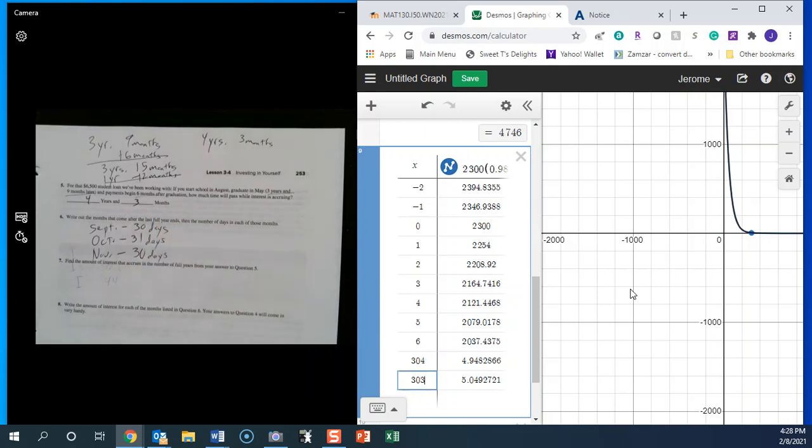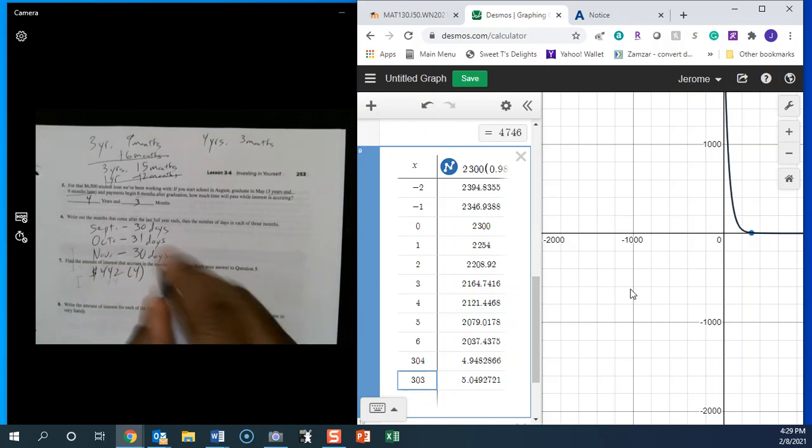All right. Number 7. It says find the amount of interest that accrues in the number of full years from your answer to question 5. So we know in the full year is $442, but it's 4 years, and that'll give us $1,768.